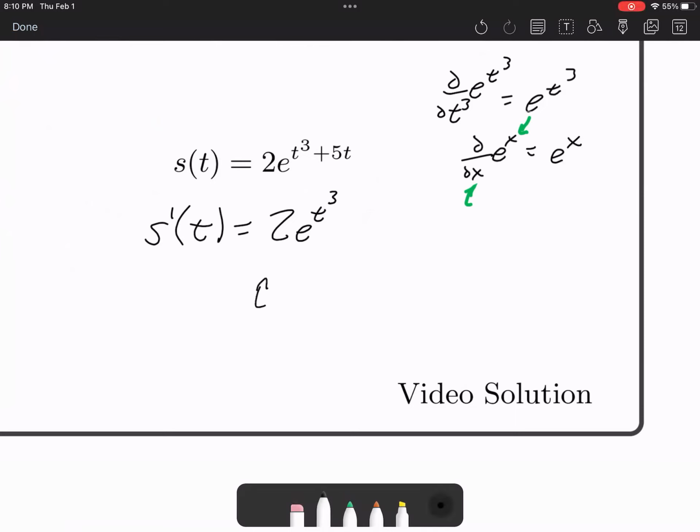So back to our problem. This term by the chain rule differentiates to 2e to the t cubed times the derivative of t cubed. And we have a plus 5 by differentiating that term. So we can clean this up just a little bit. 2 times 3 is 6. There we go.